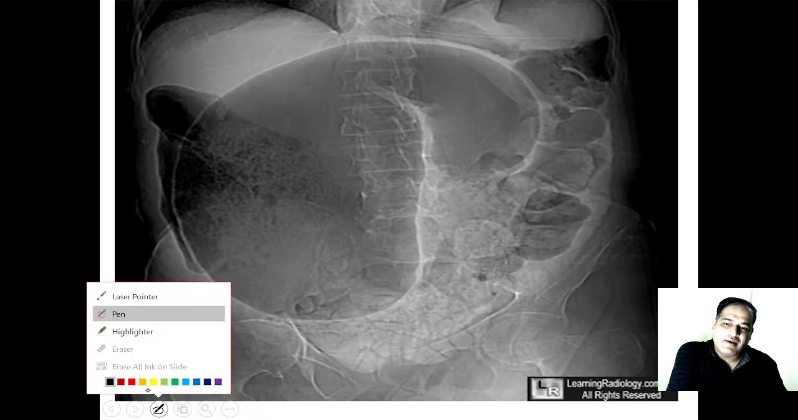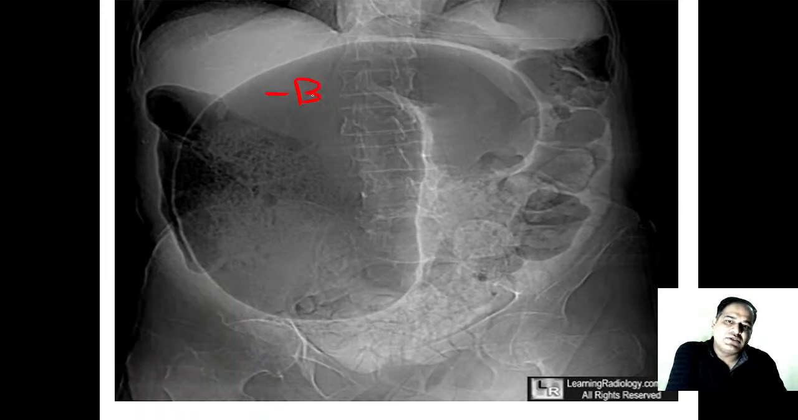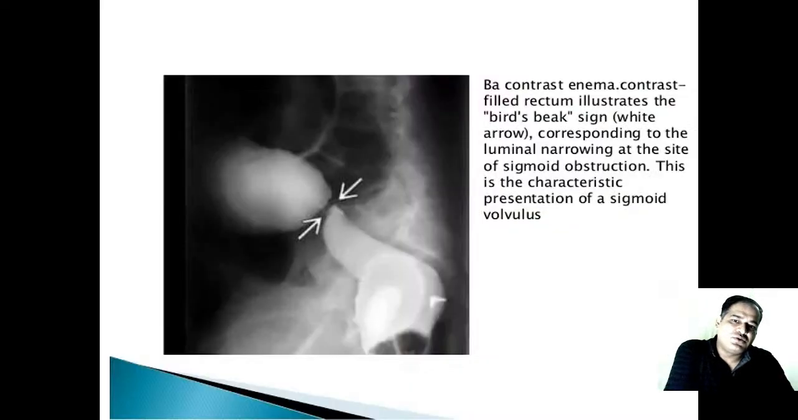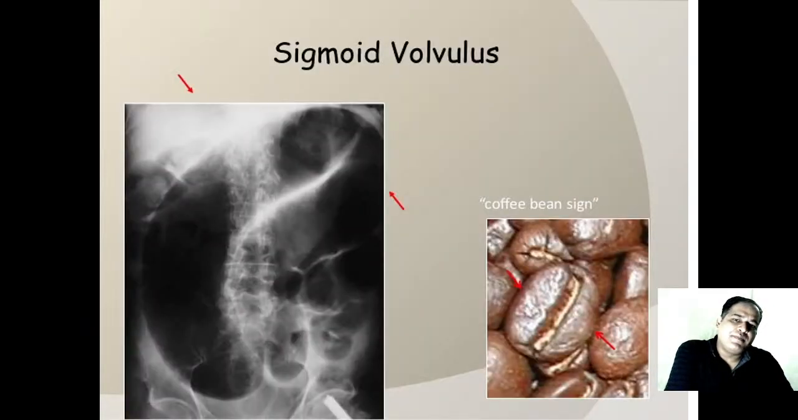Fine. Plain X-ray may show these signs called as bent inner tube, called as coffee bean sign. Fine. This may also show coil spring sign before the volvulus is totally developed. Barium enema will show, you see, bent inner tube, coffee bean sign. Fine. So this is also called as omega sign.